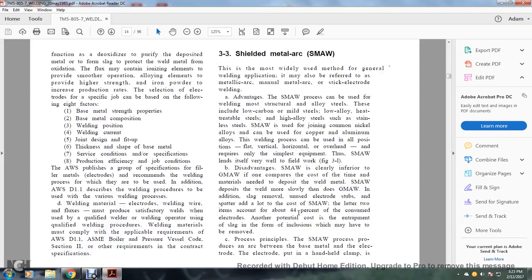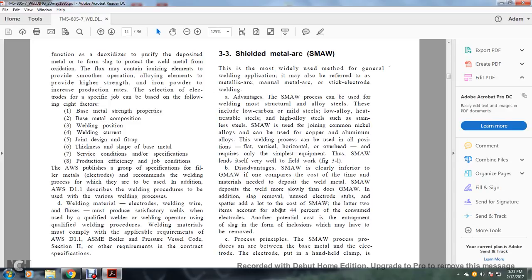A disadvantage of shielded metal arc welding is that it is clearly inferior to gas metal arc welding when compared on the cost of the time and the materials needed to deposit the weld metal. Shielded metal arc welding welds more slowly than gas metal arc welding. In addition, slag removal and the loss of unused electrode stubs and spatter add a lot to the cost of shielded metal arc welding.